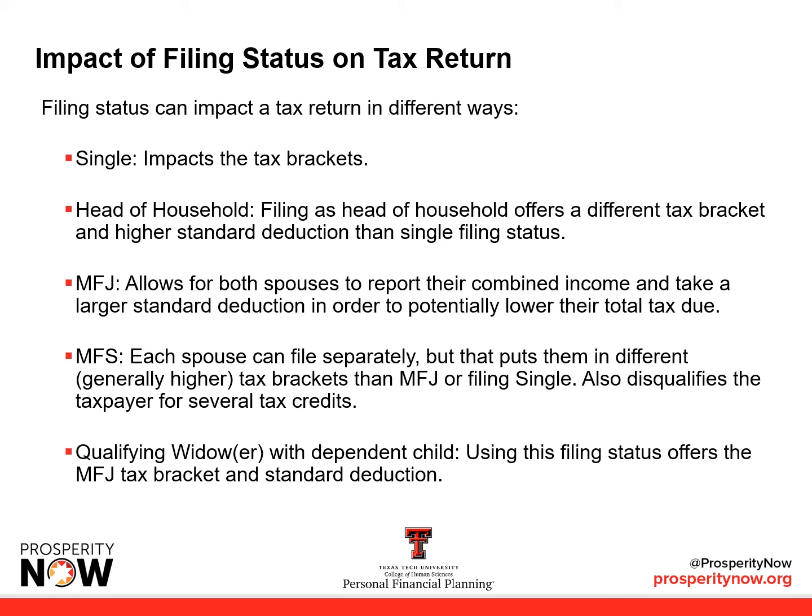Married filing separately, each spouse can file separately, but that puts them in a different and generally higher tax bracket than married filing joint or simply filing single. It also disqualifies the taxpayer for several tax credits. Qualifying widow or widower with dependent child can use this filing status that offers the married filing joint tax bracket and that standard deduction.